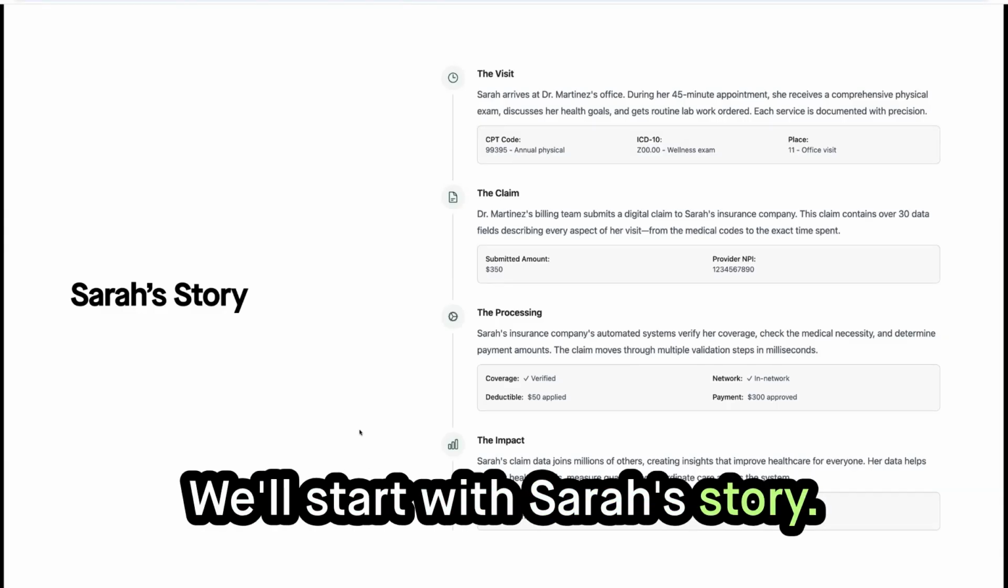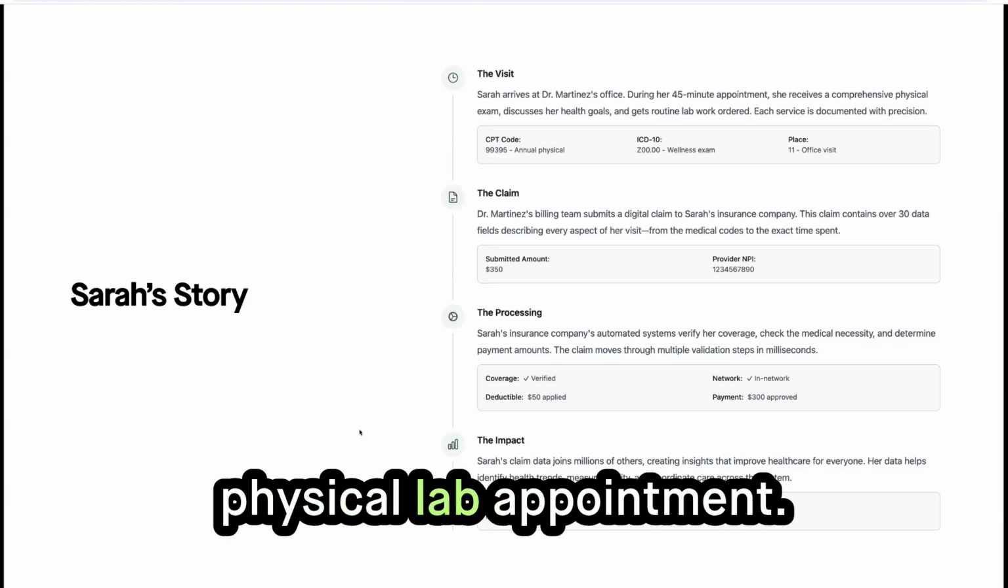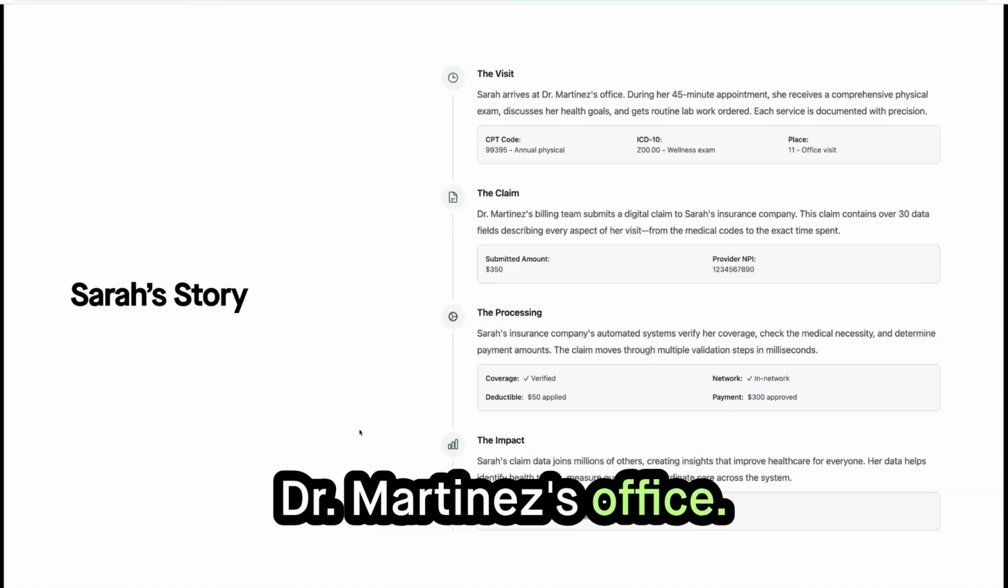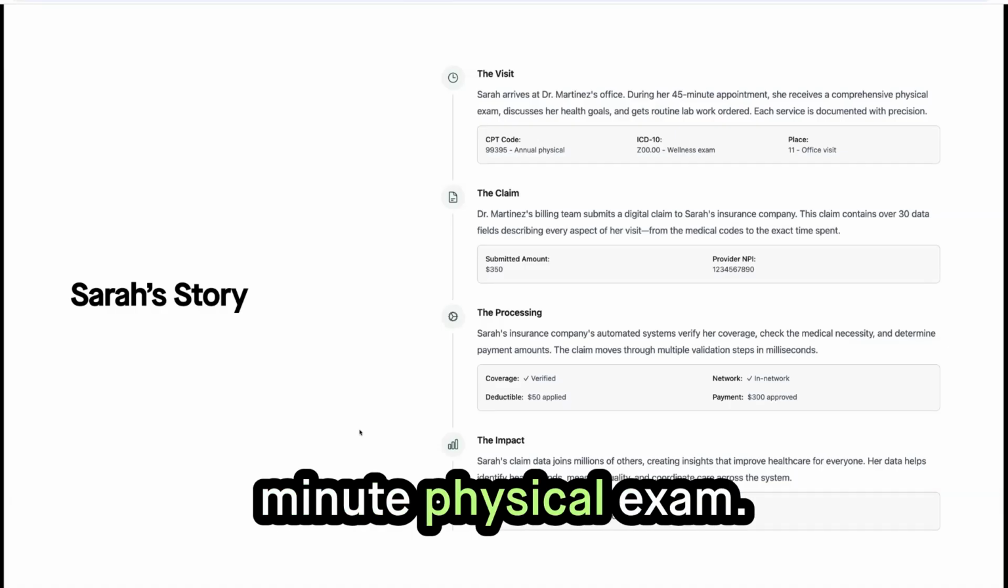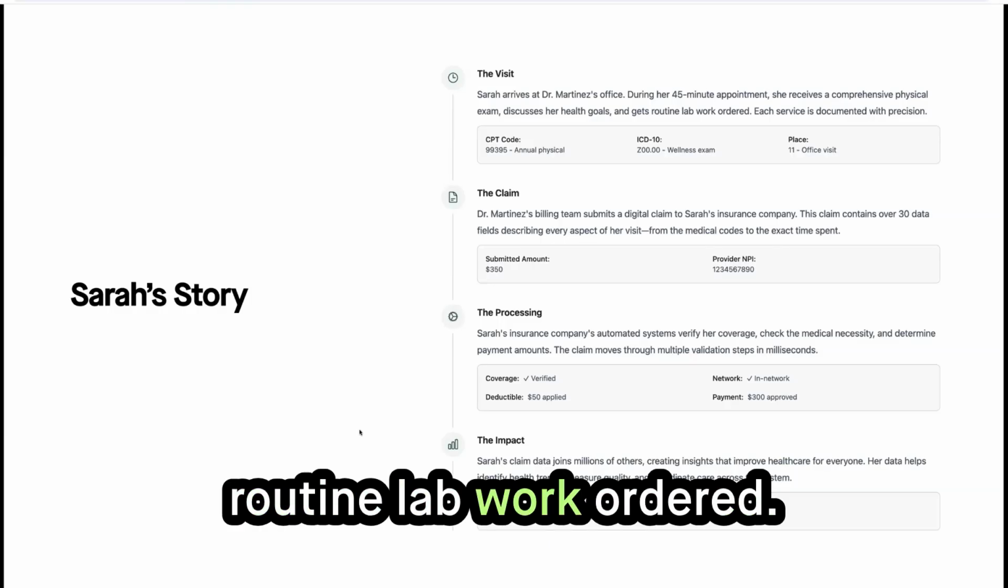We'll start with Sarah's story. Sarah's story is representative of a physical lab appointment. So Sarah arrives at Dr. Martinez's office. They have a 45-minute physical exam. They discuss health goals, and she gets some routine lab work ordered.